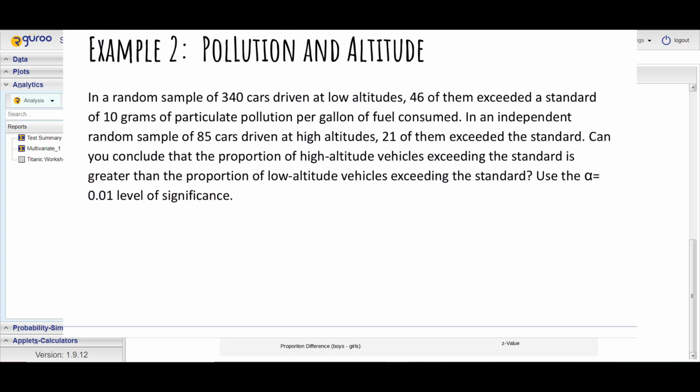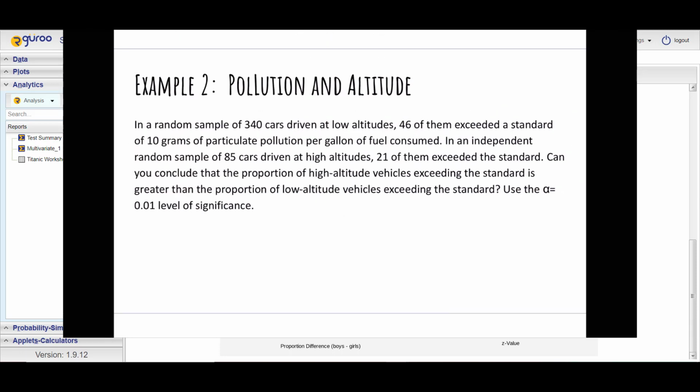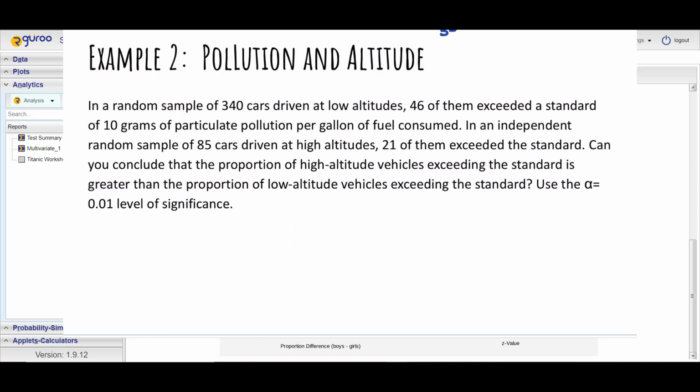So in a random sample of 340 cars driven at low altitudes, so I'm going to go ahead and start writing some things down. All right, so we've got 340 cars driven at low altitudes, so low altitude cars, and 46 of them exceed the standard of 10 grams of particulate pollution per gallon of fuel consumed. And in a random sample of 85 cars driven at high altitudes, so 85 high altitude cars, 21 of them exceed the standard.